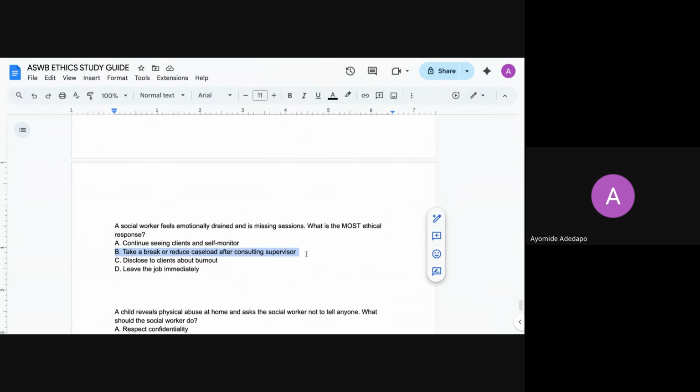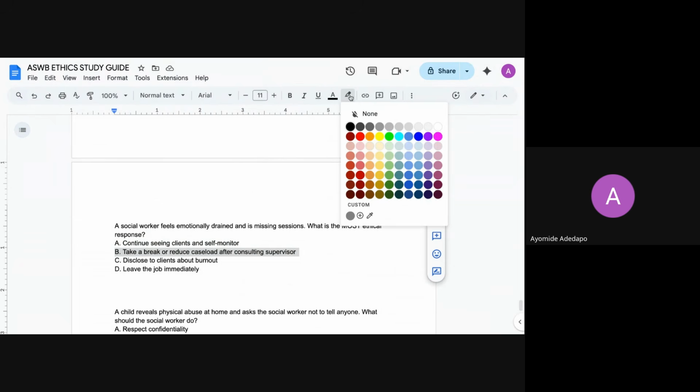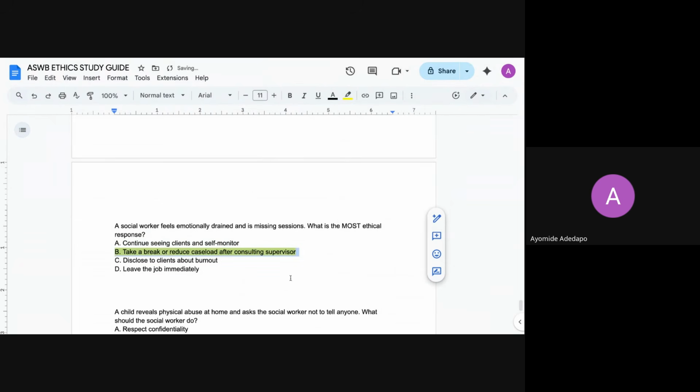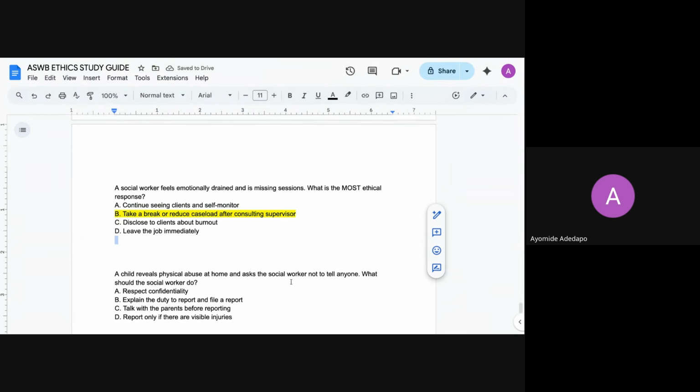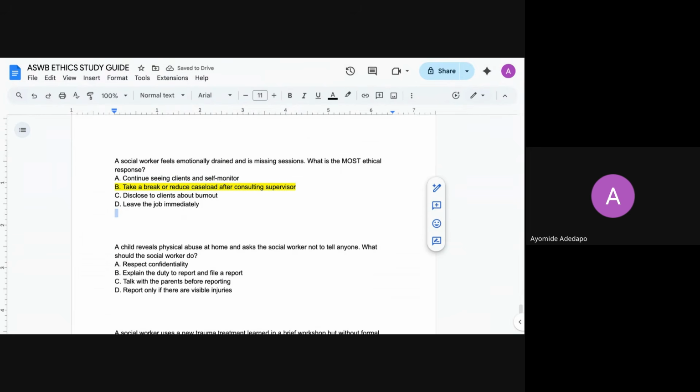They may have insights. They may have things that can help us. And we need to take a break. That's what we need to do, right? So next, we have a child reveals physical abuse at home and asks the social worker not to tell anyone.